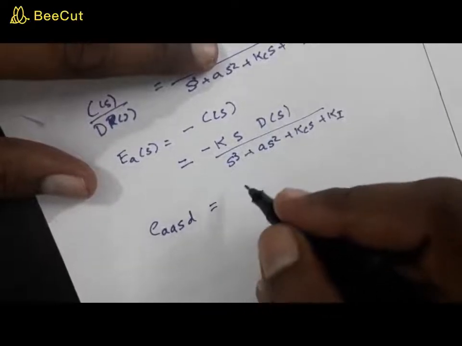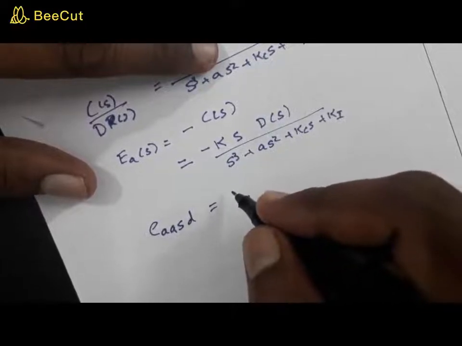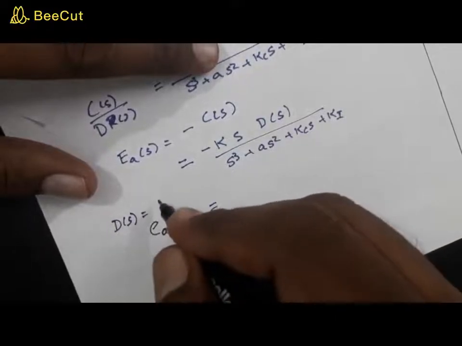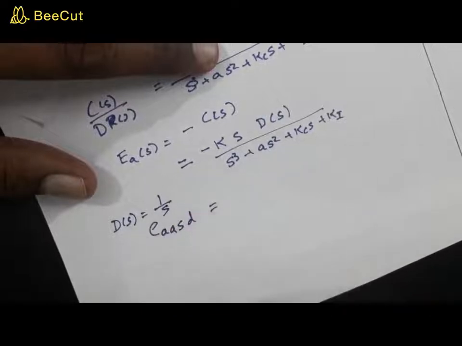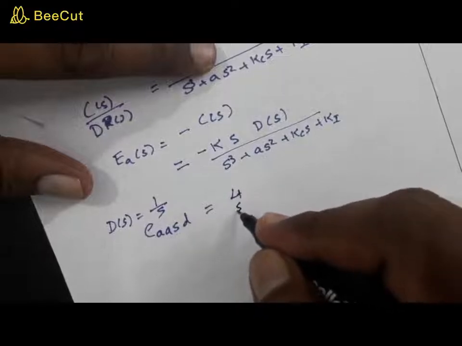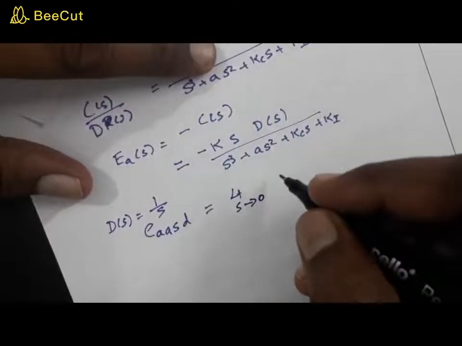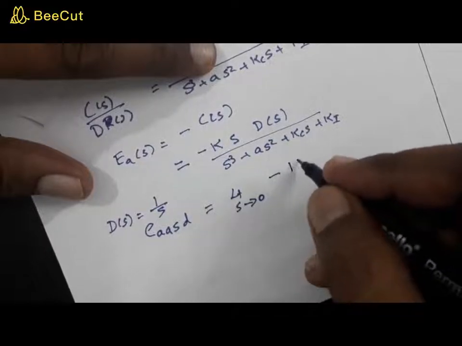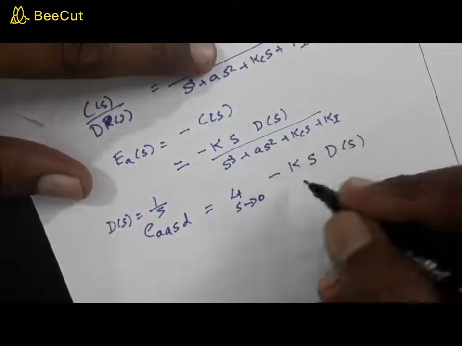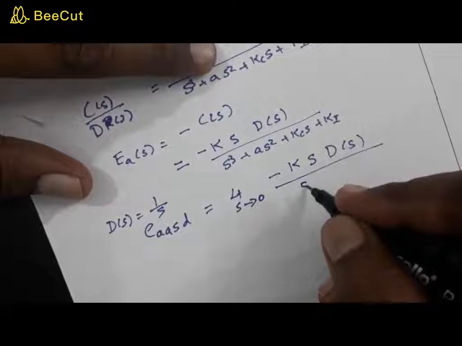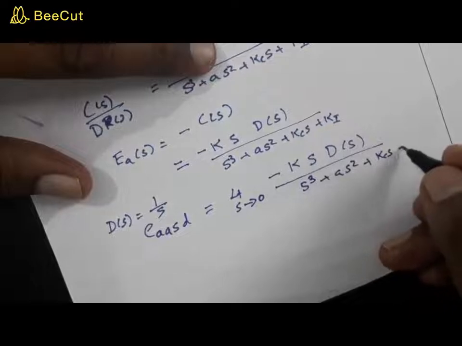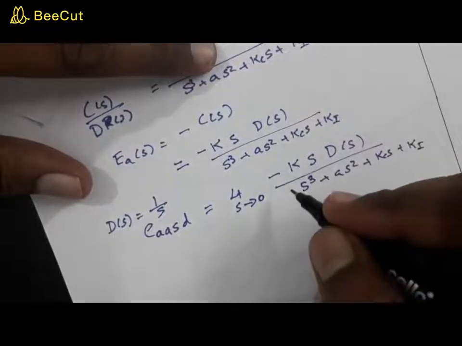So how will you calculate that? The disturbance error will be the limit as s tends to 0, assuming D of s to be a unit step. So unit step means D of s is going to be 1 by s. Now using that, you can write this as the limit as s tends to 0 of minus K into s into D of s divided by s cube plus a square plus Kc s plus Ki.